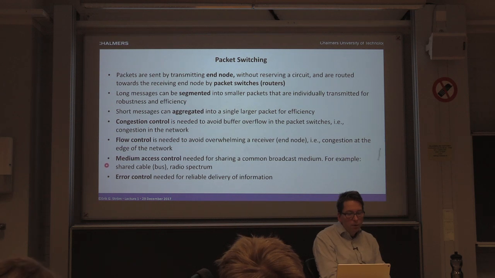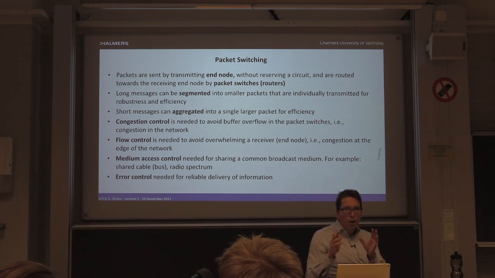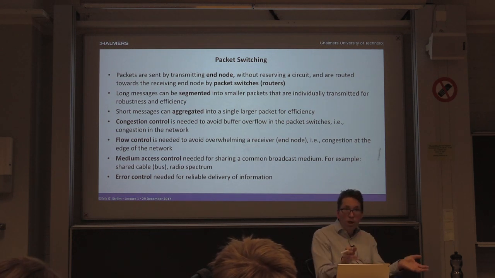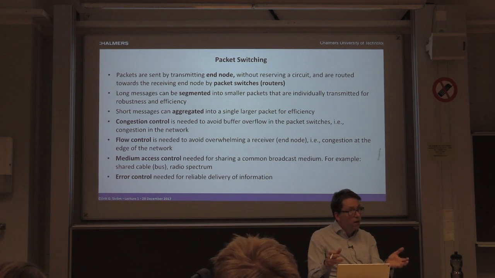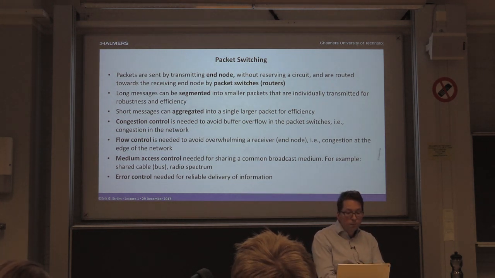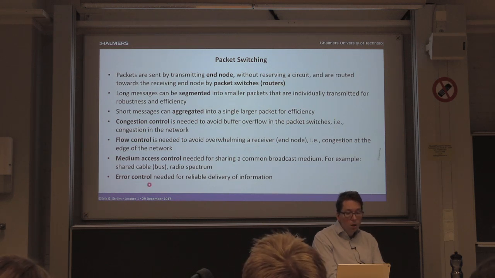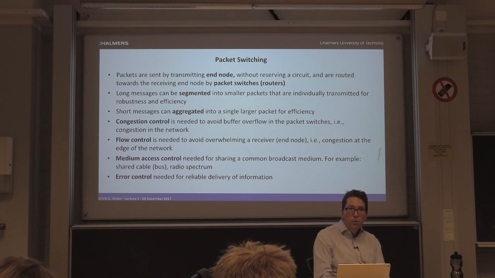Something which is also needed is that we share the same physical medium between different packets. So we need a mechanism called medium access control to have rules for how we share the same, say, radio channel or the same Ethernet cable, when we have different packets or different flows of packets contending for this medium. This is called medium access control. We'll talk more about that later in the course. And then something that always happens is there will be errors. No machine is perfect, so there will be errors, and we need to deal with them somehow. So there will be a need for error control. And we will talk about all of these things as we go along in the course.